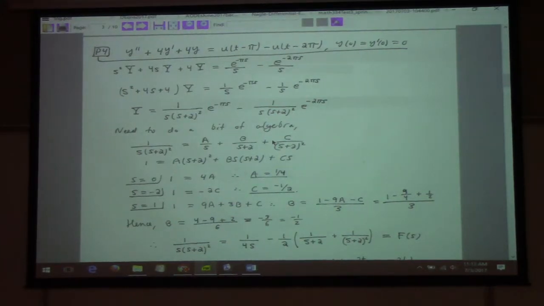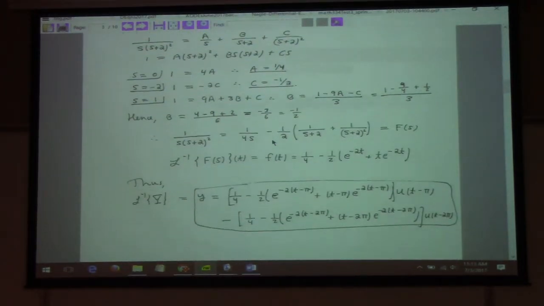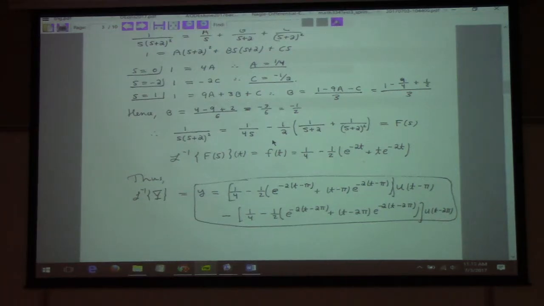All right, so long story short, here's the partial fractions decomposition of that function. I'm calling that big F of s just for the sake of discussion. Then we had a theorem for taking the inverse transform. First of all, the inverse transform of F is this: 1/4 minus 1/2 e^(-2t) plus t e^(-2t). And then I use the theorem.